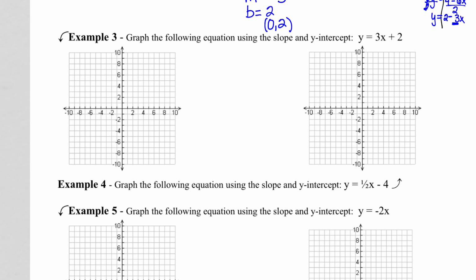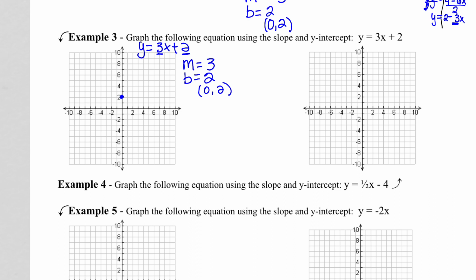And let's see here. We have y equals 3x plus 2. My m, my slope, is 3. My b, my y-intercept, is 2. And I'm going to put this as a coordinate pair as 0, 2. And that's where we start. B comes first in the alphabet. I always start with B. So I'm going to go to 0, 2.